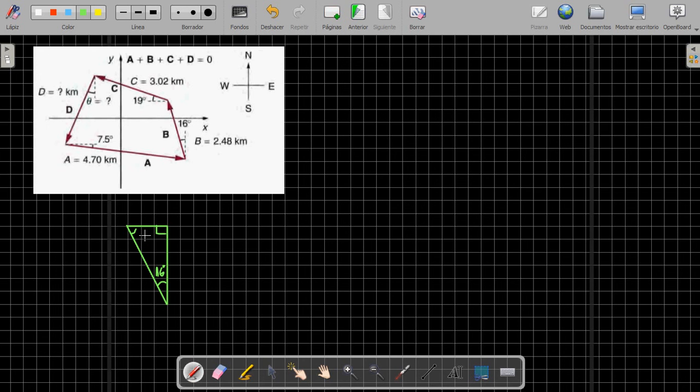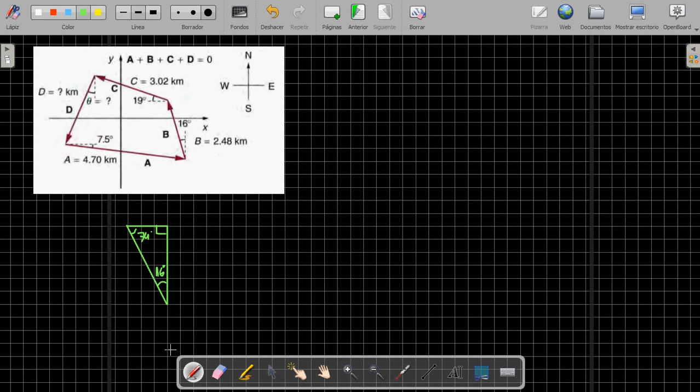Let's remember that the addition of all the interior angles of every triangle is equal to 180. La suma de todos los ángulos interiores de todo triángulo va a ser igual a 180 grados. If we have here 16 degrees and here 90 degrees, we have a total of 106 degrees. So, the missing angle is equal to 74 degrees. El ángulo que nos faltaba entonces era de 74 grados.